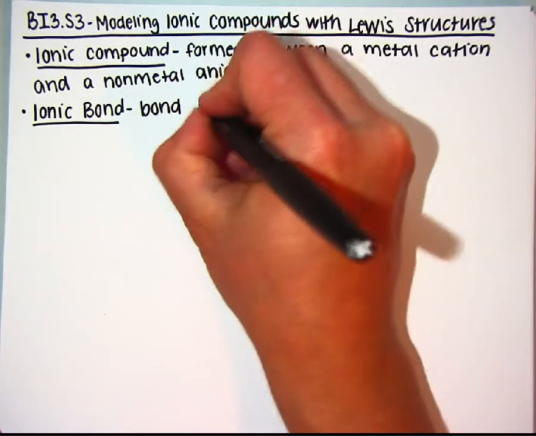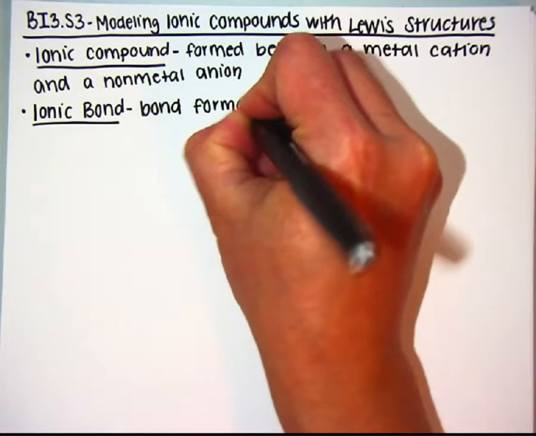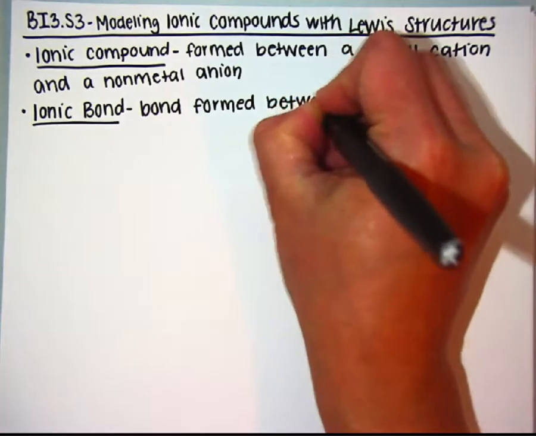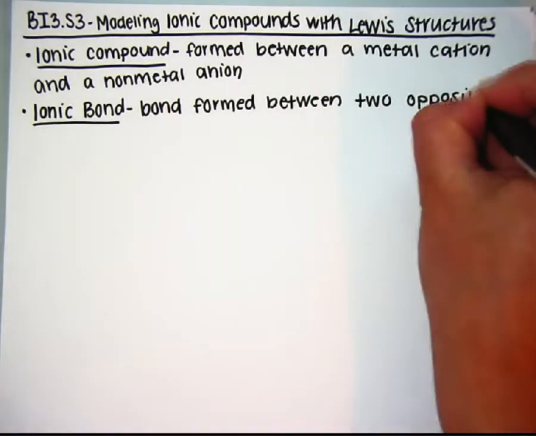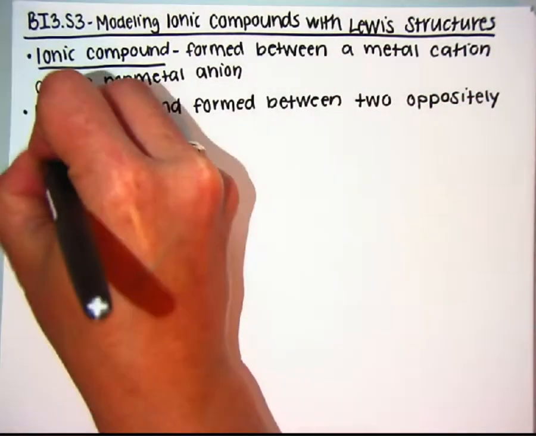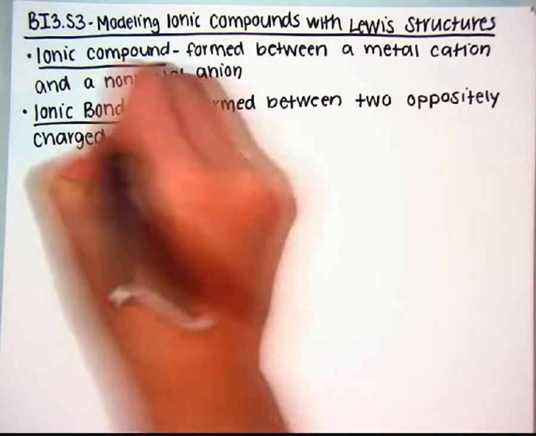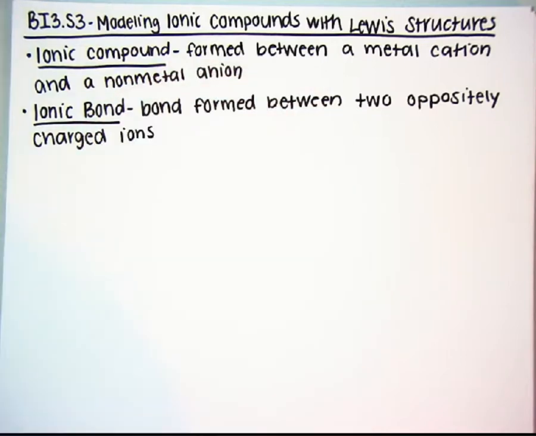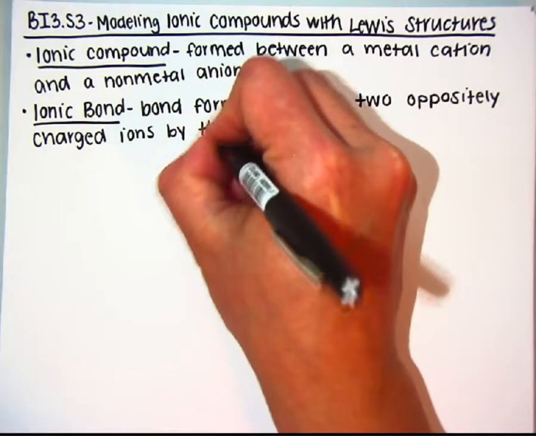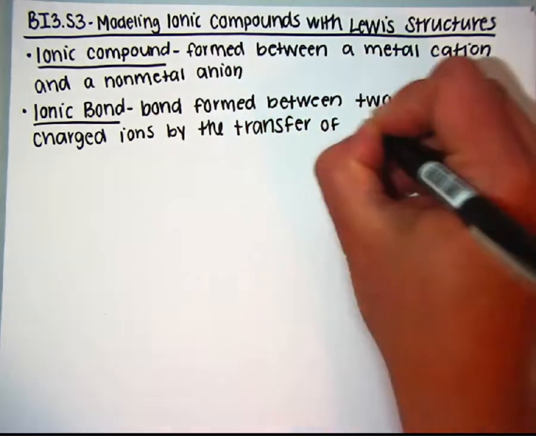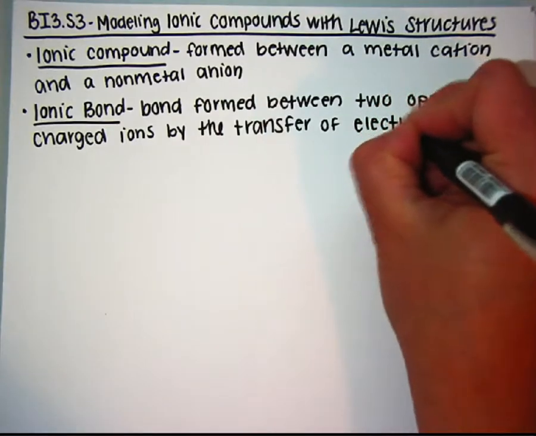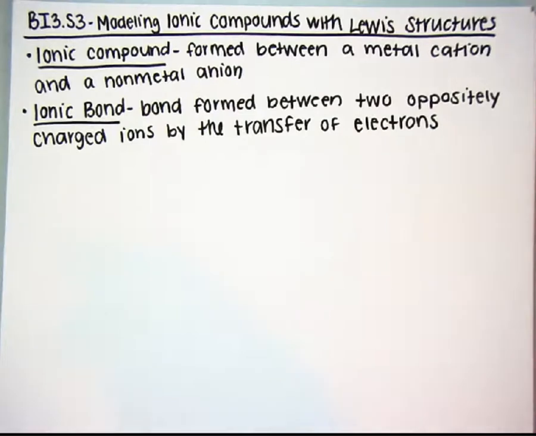It is a bond formed between two oppositely charged ions, one positive, one negative, by the transfer of electrons. So that's going to be really important. There are different types of bonds out there. And the way that we can identify an ionic bond is that electrons are being transferred.